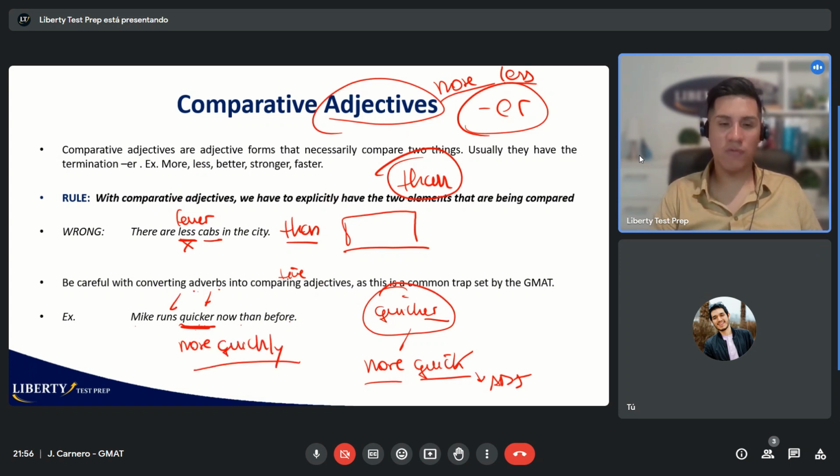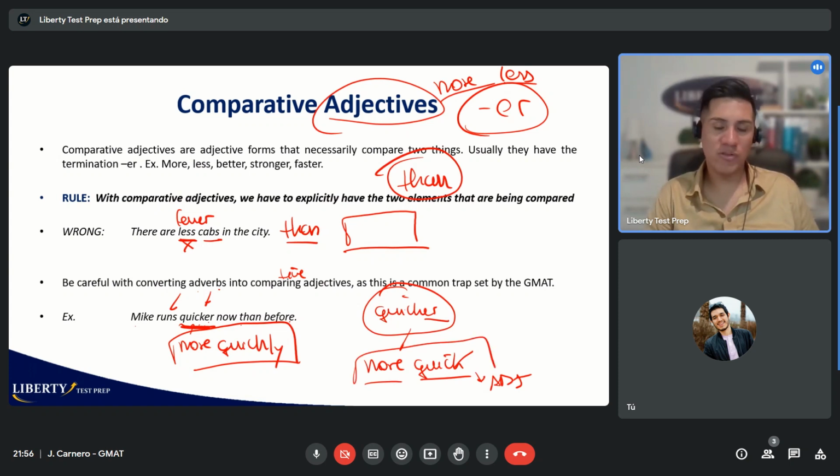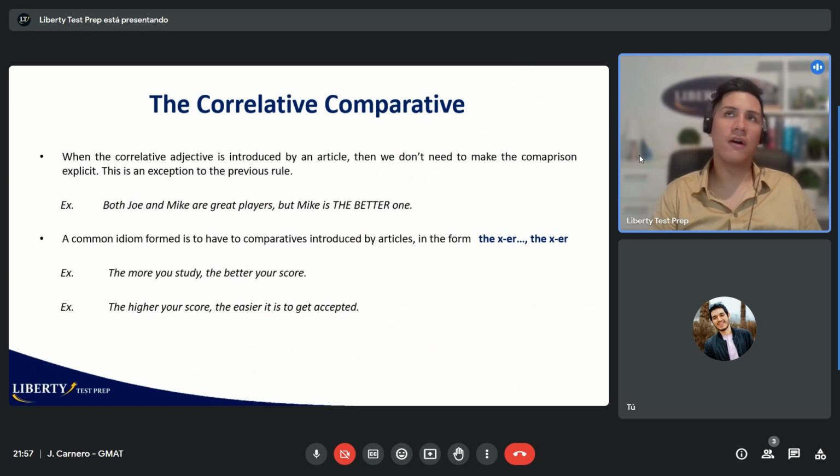Why? Because you want to modify runs. Mike runs more quickly now than before. Now, more quickly cannot get shortened to quicker. They are not the same thing. Quicker means more quick, not more quickly. More quickly doesn't have an abbreviation. So if you want to say more quickly, you can't say quicker. So remember, usually things that end with er are going to be adjectives, except maybe for a couple that we're going to see later.